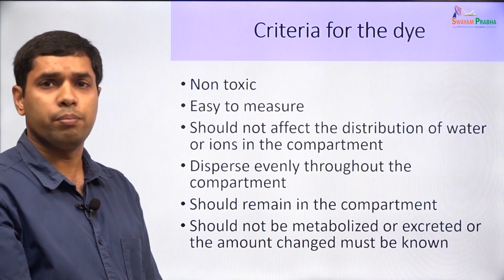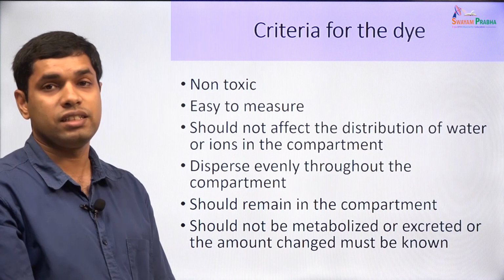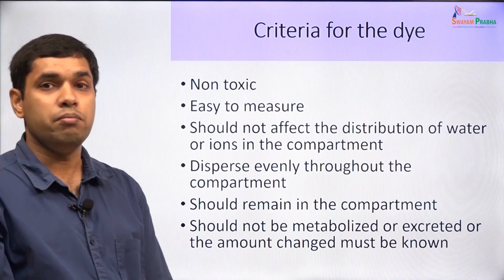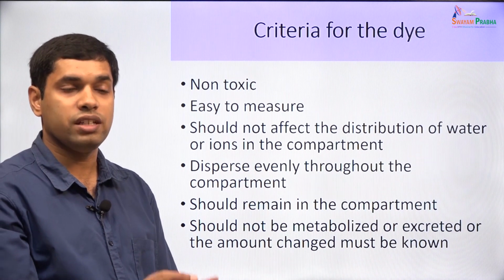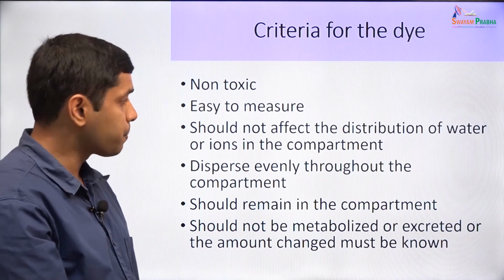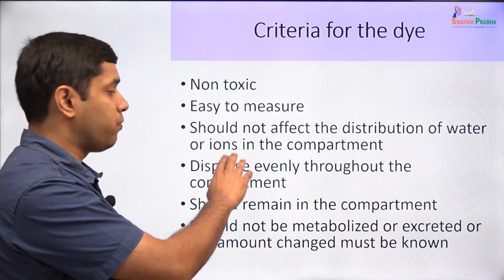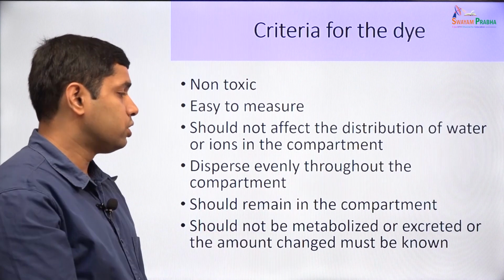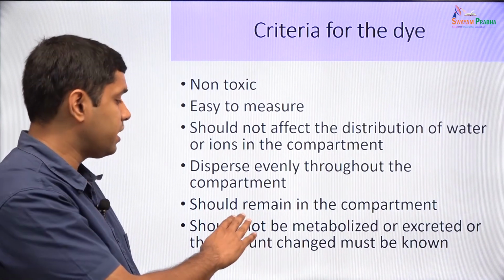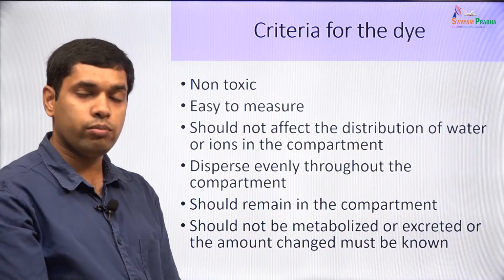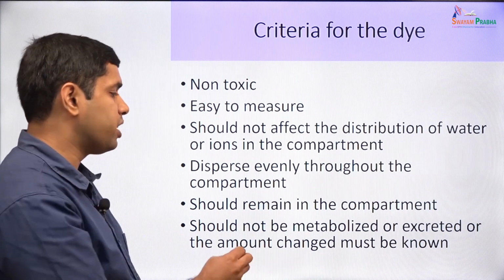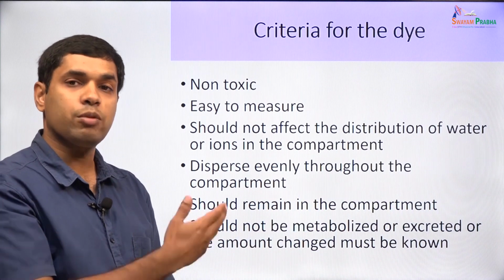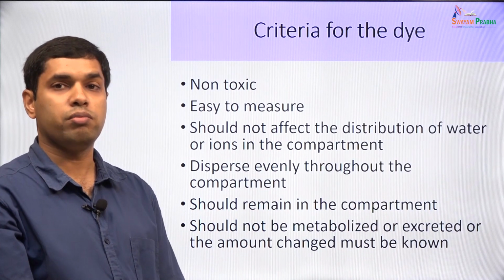Now if we have to use a particular compound or a particular dye, there are certain criteria. Obviously the dye has to be non-toxic, the dye must be easily measurable, we must have some easy way by which we can sample and measure the amount of dye. When we put in the dye, it should not affect the distribution of body water in the body fluid compartment. It must evenly distribute throughout the entire compartment. It should remain in that compartment, and either it should not be metabolized, or if it is metabolized, the amount metabolized or the amount excreted must be known.